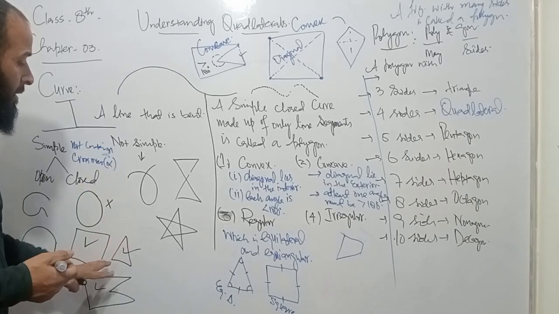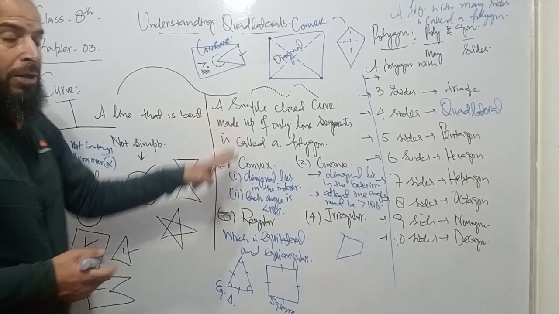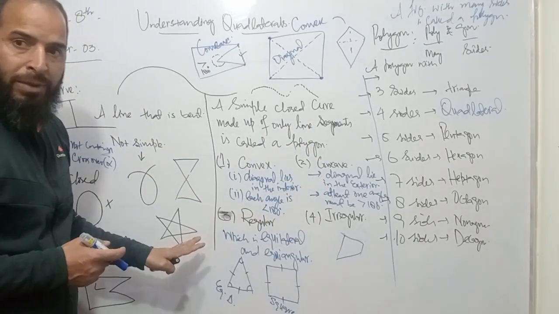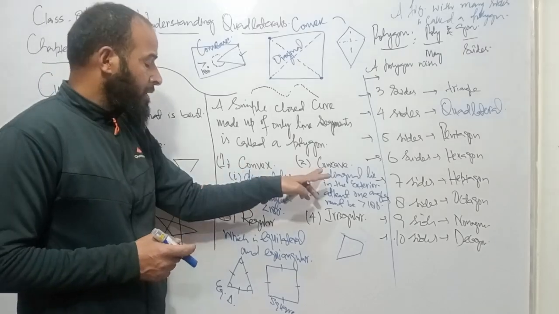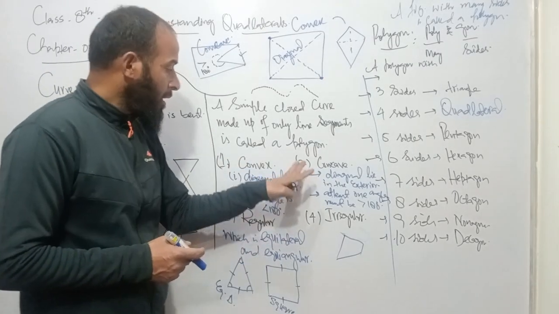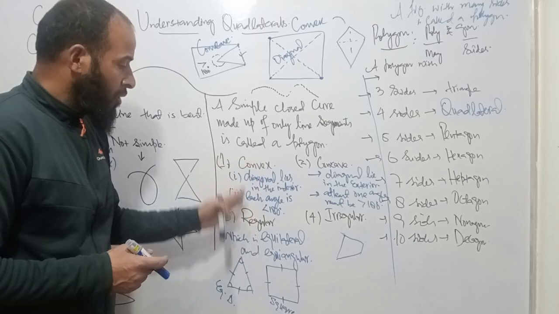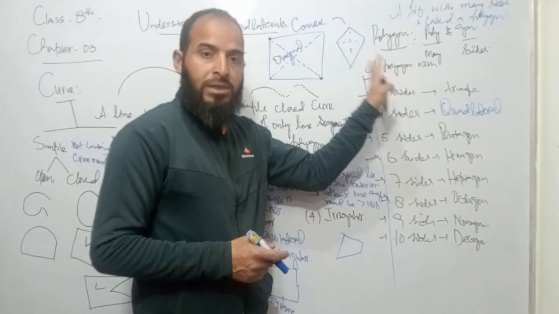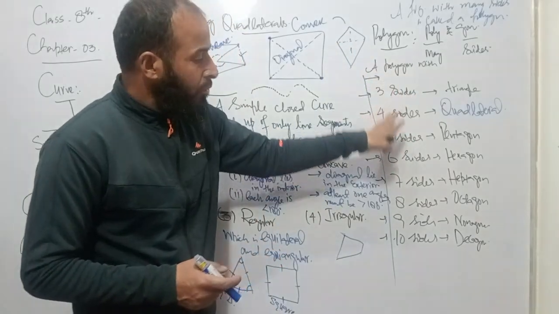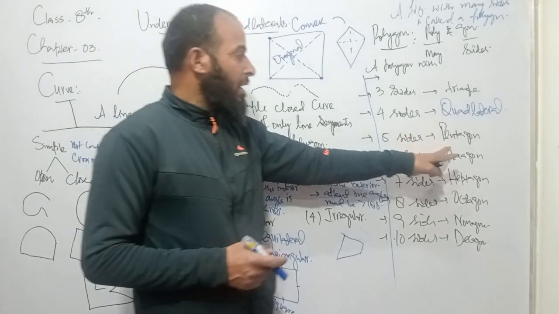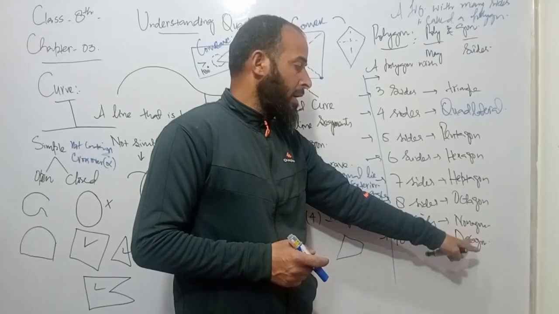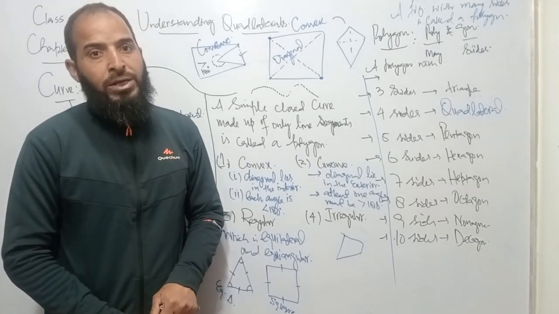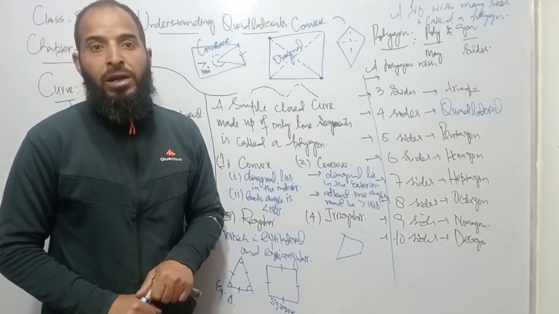Now a simple closed curve made up of only line segments is called a polygon. We discussed four types of polygons here: convex, concave, regular and irregular. These are the definitions of these four polygons, and depending upon the number of sides, a polygon has been divided into triangle, quadrilateral, pentagon, hexagon, heptagon, octagon, nonagon, and decagon. This was the introduction to understanding quadrilaterals.